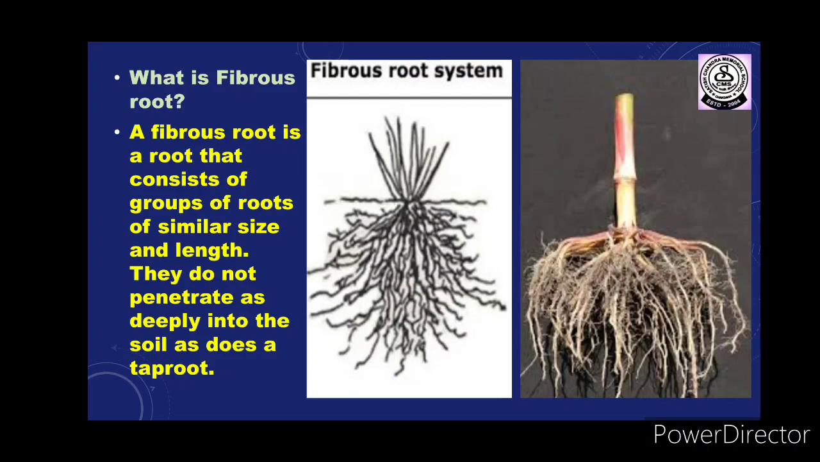In the picture also you can find these types of bamboos, they are having the fibrous root system. There is no specific main root. In the taproot system, you have found there is one specific main root and the other lateral, secondary and tertiary roots. But this fibrous root system consists of a group of roots which are similar in size and they don't go deeply in the soil.